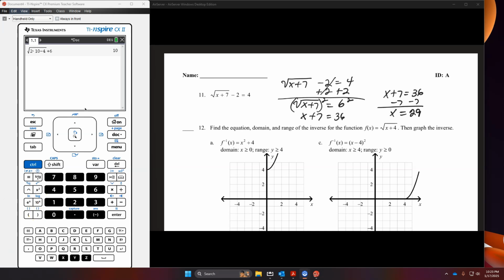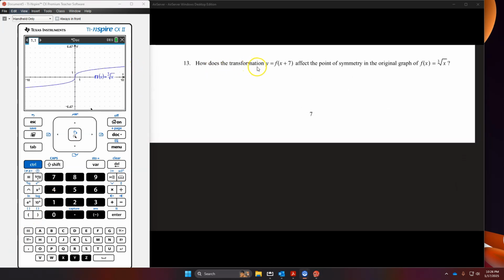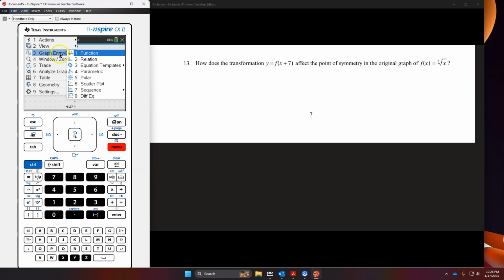So now we have to check. So we went ahead and substituted, and if we get 4, it's going to be the answer, and the answer is 4. How does the transformation f of x plus 7 affect the symmetry of the original graph, or what happens with the transformation? I'm going to show you something that you can do with your functions.